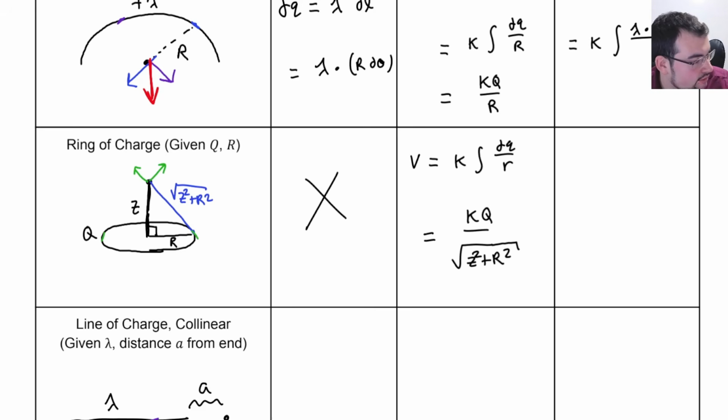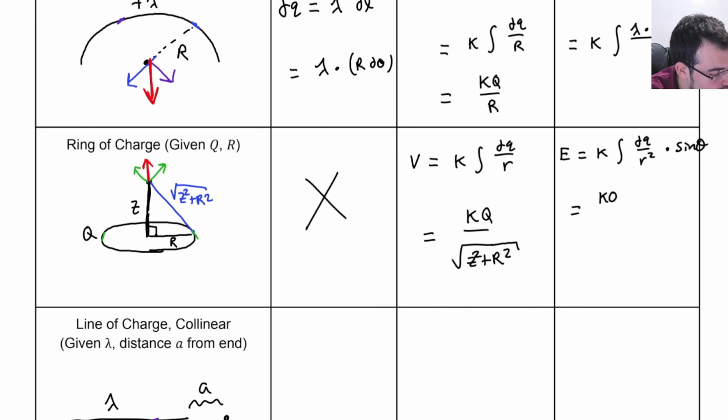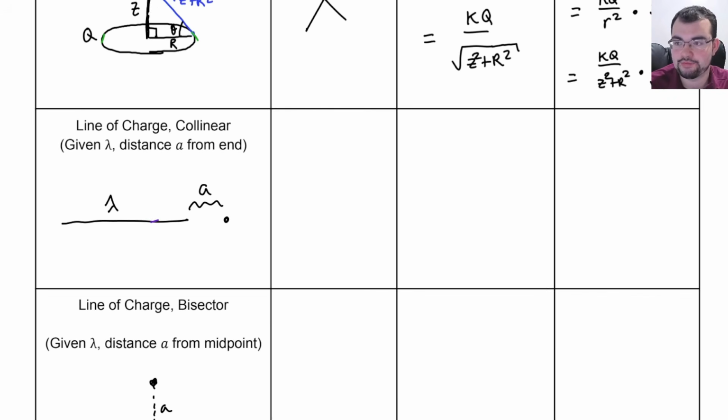But then if we look at what's going on again with the field, we see once again, everything cancels except for these vertical components. So we do the same setup as before, where E would be equal to k times the integral of dq over r squared times sine theta. And you'll get the 3/2 power here, because everything is constant in this integral. So you get kq over r squared times sine theta. So you get kq over the Pythagorean distance times sine theta, or we usually define that polar angle as z over r. So you get that 3/2 power when you simplify.